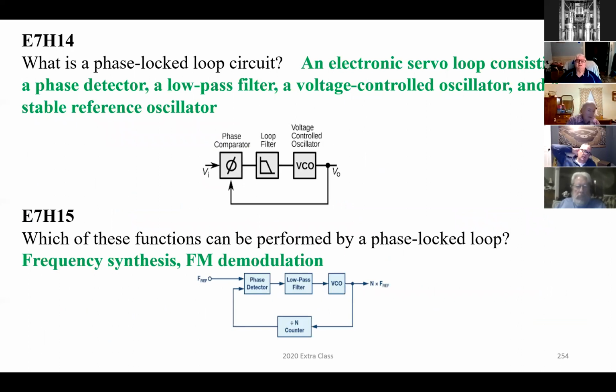Okay, what is a phase locked loop circuit? An electronic servo loop consisting of a phase detector, a low pass filter, a voltage controlled oscillator, and a stable reference oscillator. And here again is a little diagram of what that would look like. Okay, which of these functions can be performed by a phase locked loop? Frequency synthesis and FM demodulation. And there again is your little block diagram.